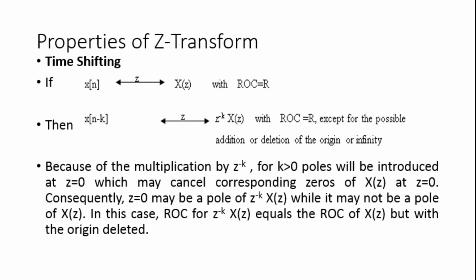Because of the multiplication by z to the power minus k, for k greater than 0, poles will be introduced at z equal to 0, which may cancel corresponding zeros of X of z at z equal to 0. Consequently, z equal to 0 may be a pole of z to the power minus k into X of z, while it may not be a pole of X of z. In this case, the ROC of z to the power minus k into X of z equals the ROC of X of z, but with the origin deleted.